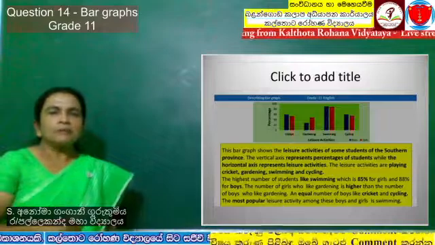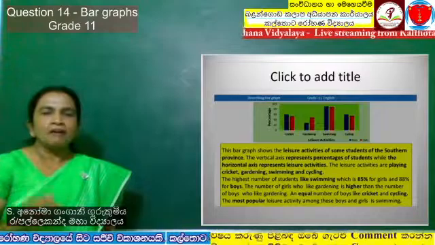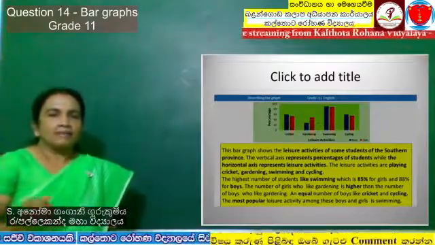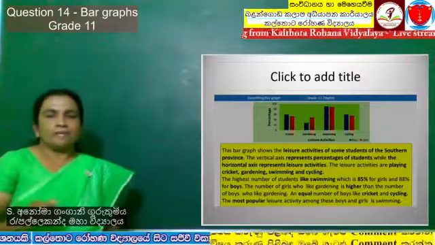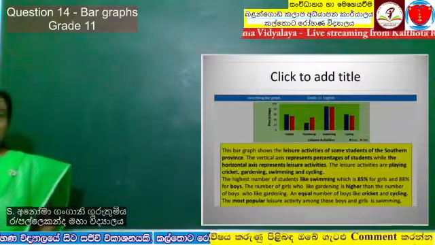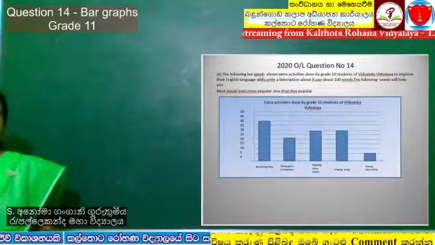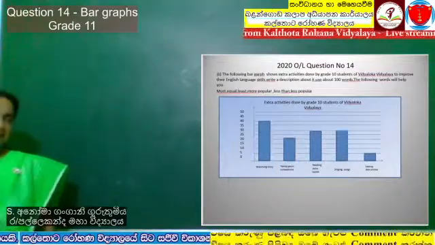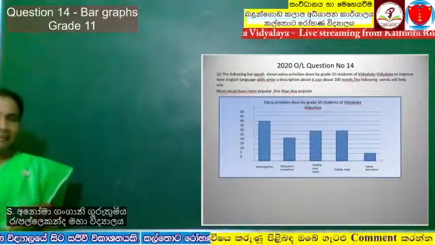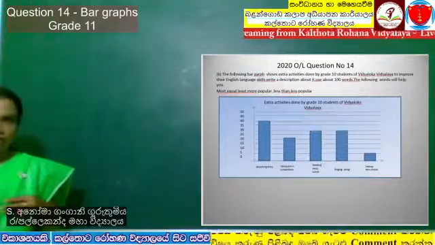The most popular leisure activity among these boys and girls is swimming. Then next we see what it is. Now we practice more activities, two activities. And you know now how to write the bar graph description, right?